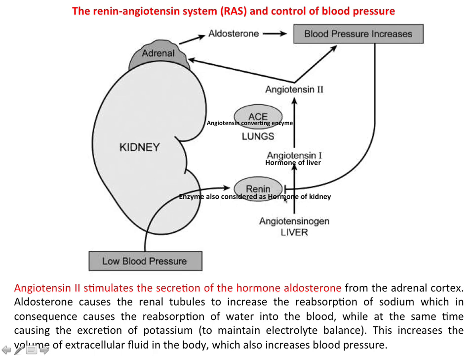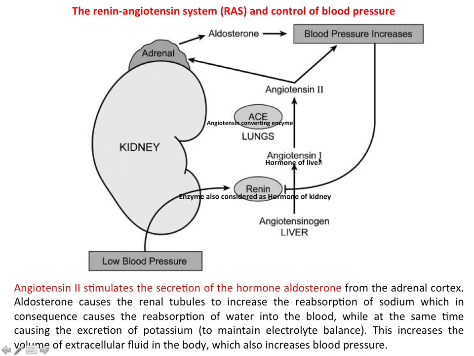This renin actually converts angiotensinogen that is formed in the liver. So this renin comes to the liver and converts angiotensinogen into angiotensin 1, that is the hormone of the liver.